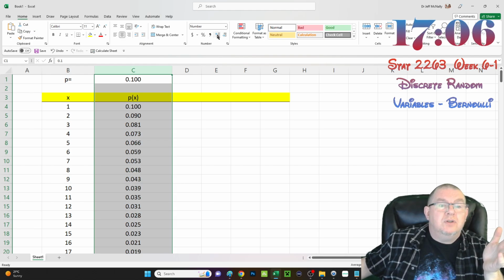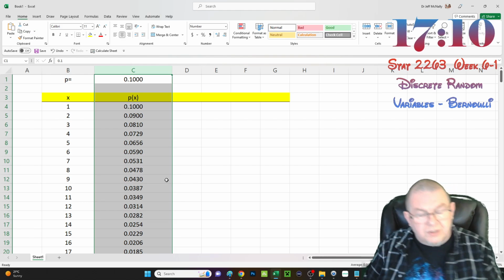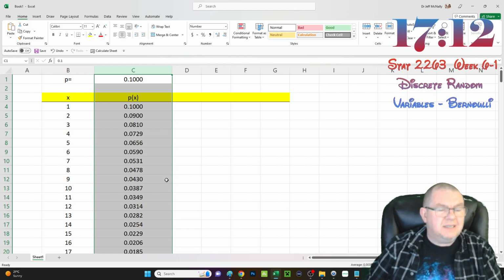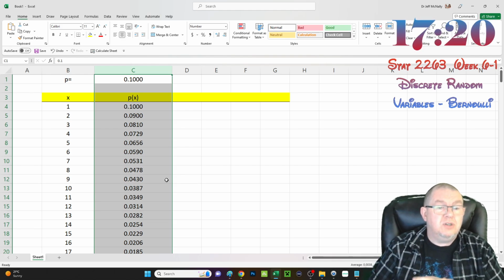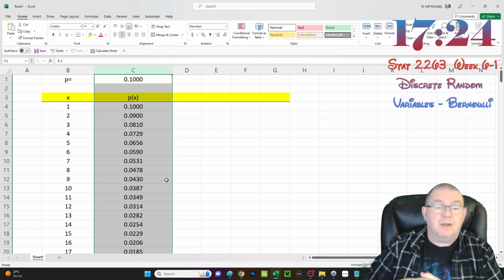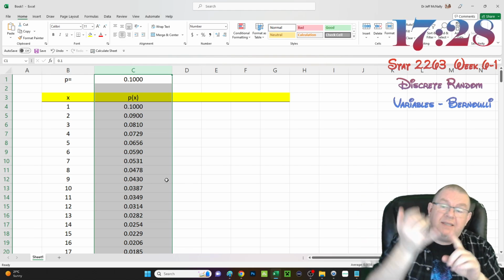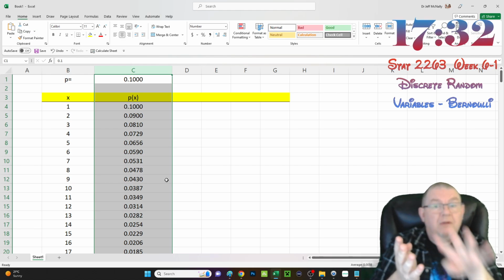So I'm going to show 4 decimal places. I think for this course, 4 decimal places is usually good enough for most of the work that we're going to do. Whenever you're not sure how many decimal places to use, use 4. Also use rounding. Excel does it automatically. Rounding says that if the 5th decimal place is a 0, 1, 2, 3, or 4, you round down.